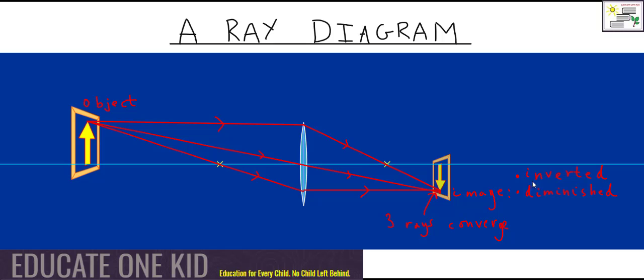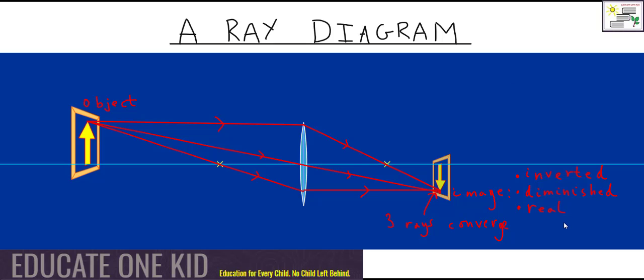And finally, the last property you need to know about this image is that it is a real image. Okay, we know it's a real image because these rays of light from the object converge to a point, meaning we could form this image on a screen. Okay, so that makes it a real image.